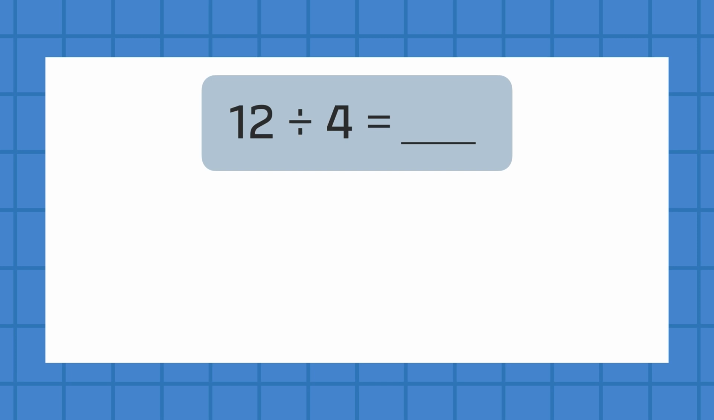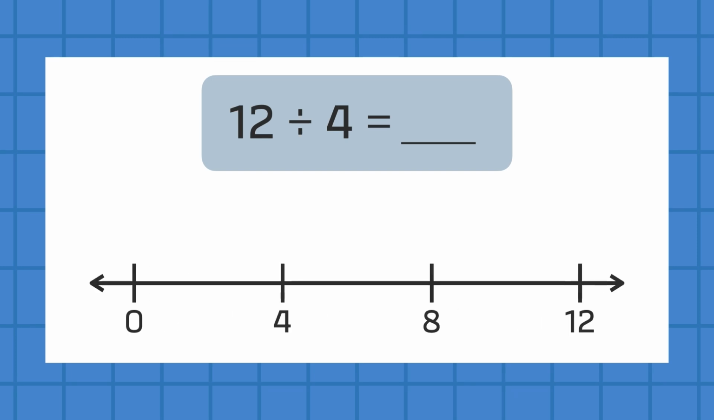What is 12 divided by 4? We can show this division on a number line by starting at 12 and making backward jumps of 4 units until we reach 0. This time, our number line is already counting by 4s. We'll keep this in mind as we make our backward jumps. Starting at 12, we'll jump back 4 units to 8. Then we'll jump back to 4, then to 0.